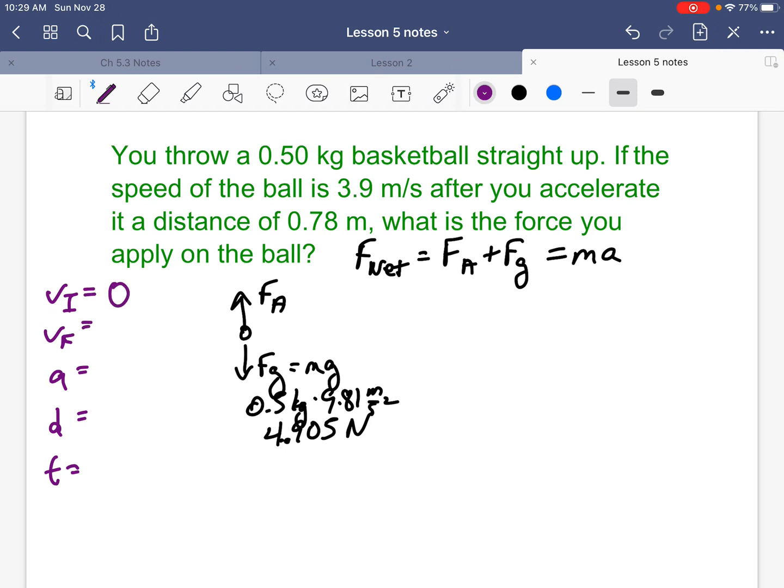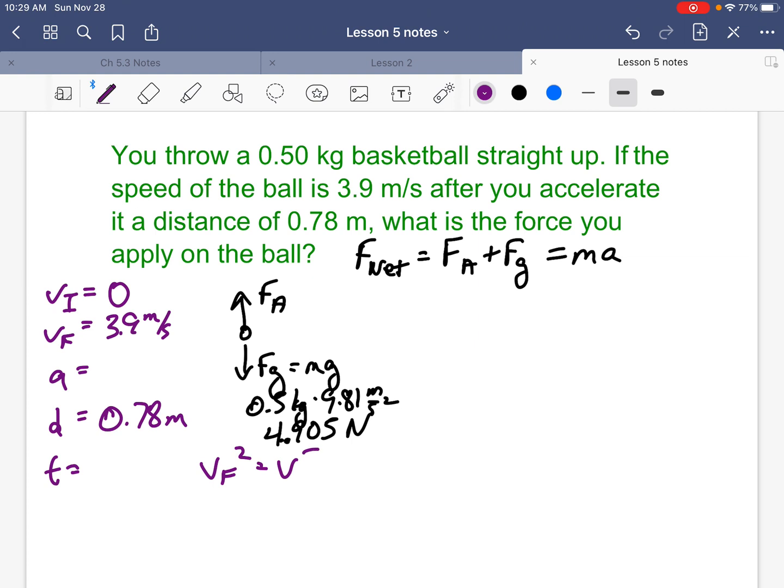Kinematics again, like we haven't done this before. Well, V initial is 0. V final is 3.9 meters a second. Acceleration distance, 0.78 meters. So we need to figure out acceleration.